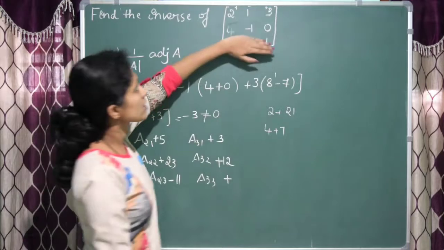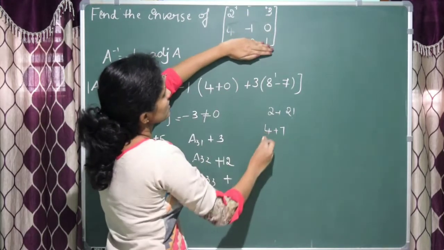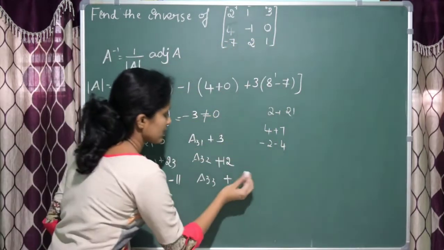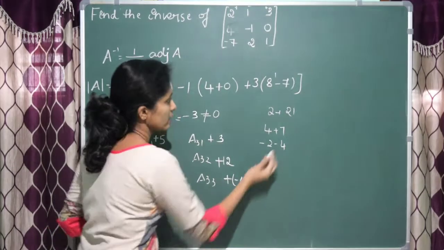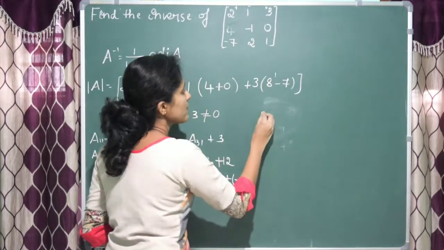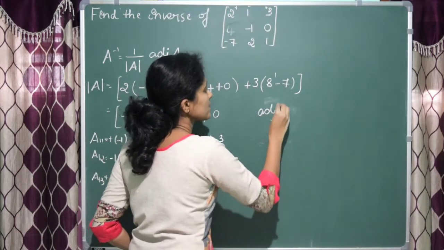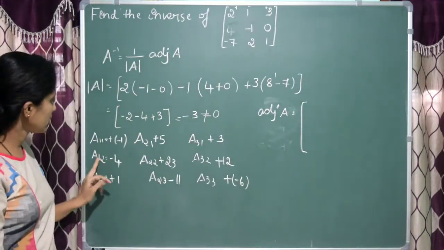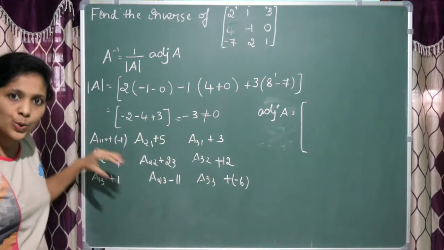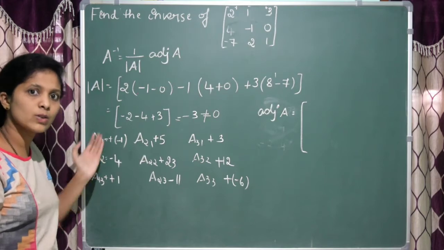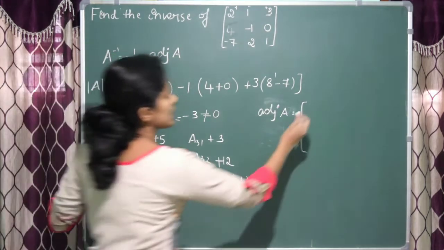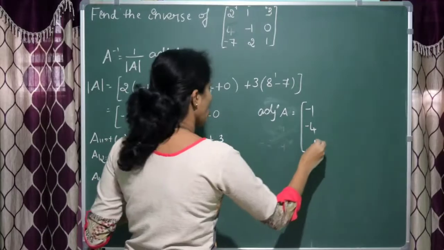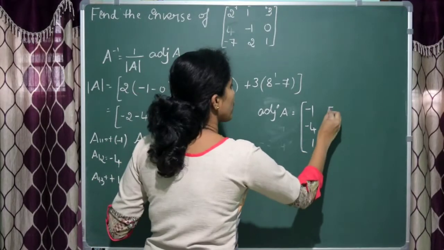A33. Third row, third column. 2 into minus 1 will be minus 2 minus 4. So this is equal to minus 6. So this will be equal to minus 6. Now we got the cofactors of the matrix, right? So the adjoint of A is, directly you can write this. See here, actually A11, A12, A13 is in a row. You have to write this one as a column, right? Because it will be a transpose. So directly we will write this one: minus 1, minus 4 and 1. So this is now 5.